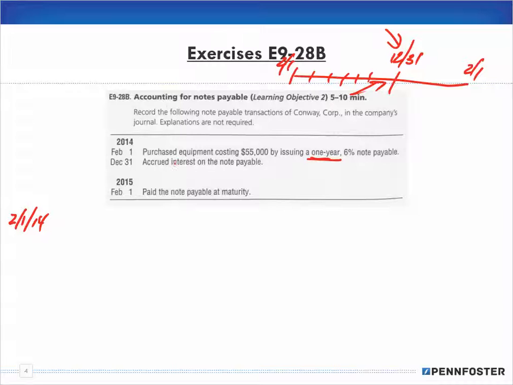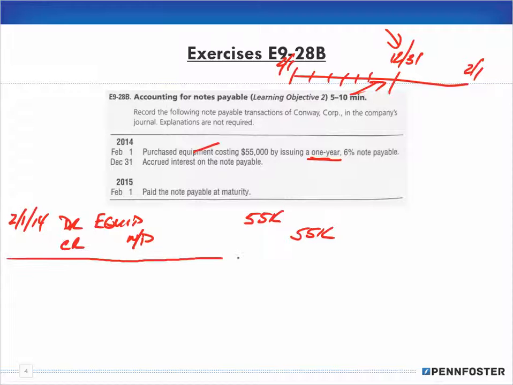So then the third question I'm asking is, what do I know? Well, I know I'm purchasing equipment, and equipment is an asset. So my asset is increasing. That means I'm going to debit equipment for the $55,000, and I am going to credit. I'm issuing a 1-year note payable, so I'm going to credit note payable for $55,000.